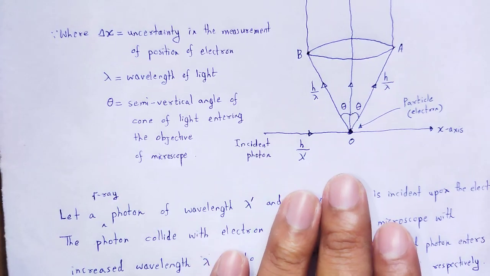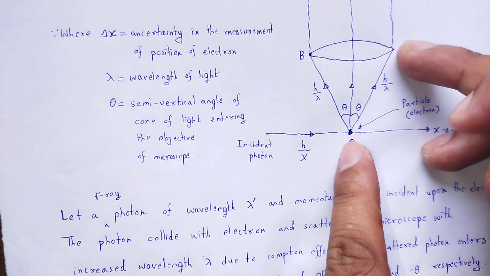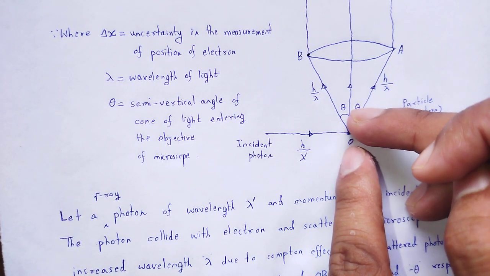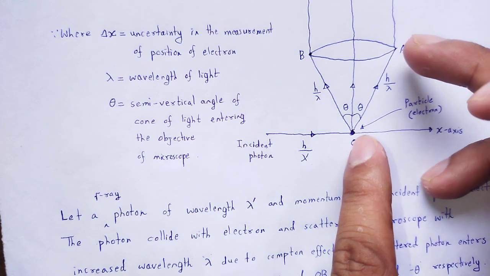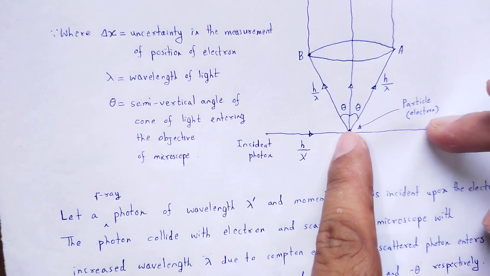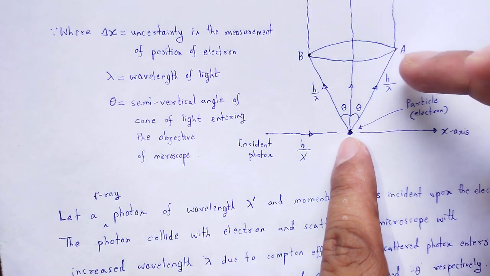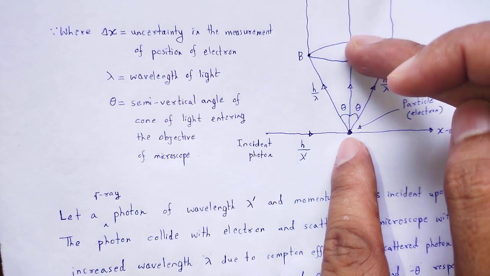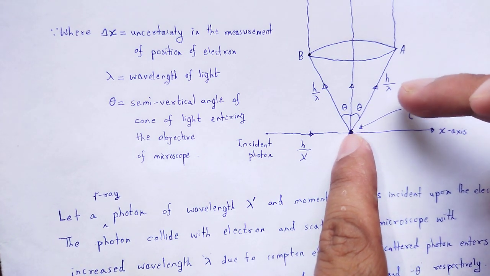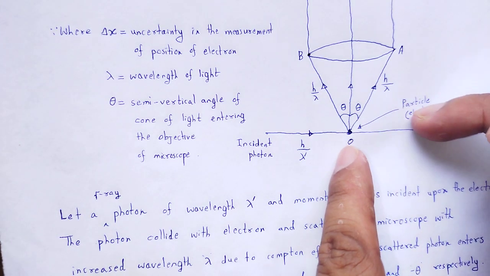Look here, that is the momentum of scattered photon along OA. This is the angle theta. When we resolve that momentum vector, one is along x direction, another is along y direction. So along y direction, that component is h by lambda cos theta, and along x direction, that component is h by lambda sin theta. Our requirement is along x direction.